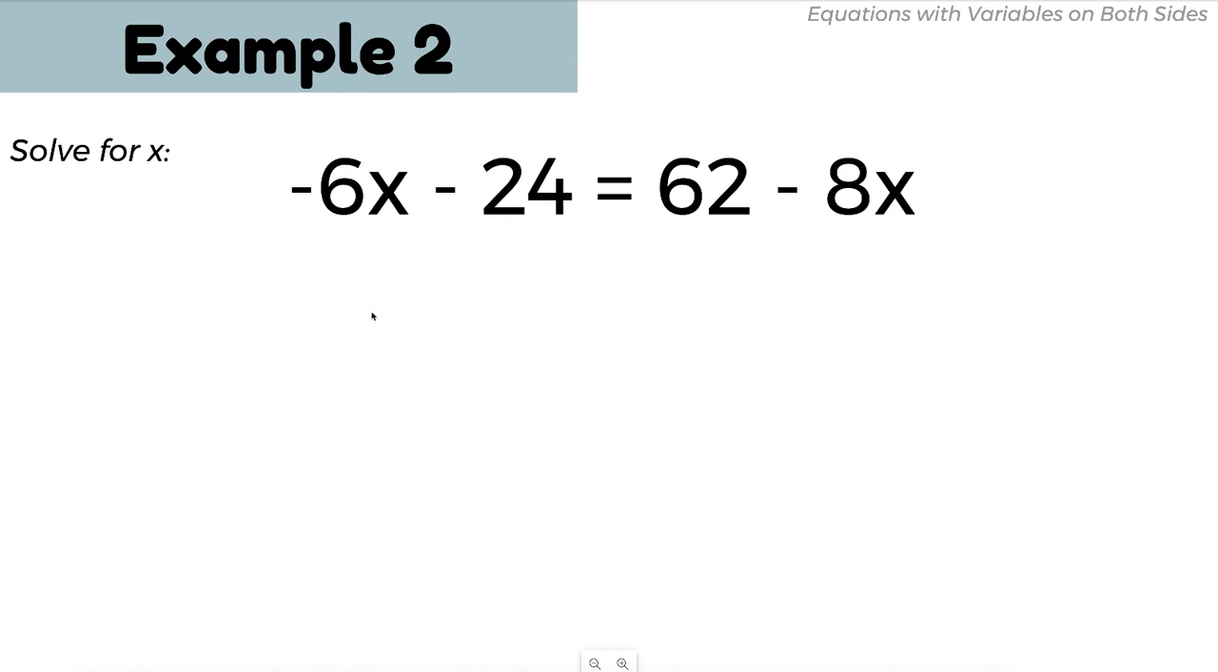Okay, let's look at another. Negative 6x minus 24 equals 62 minus 8x. Yes, the numbers look big, but it's not bad. Let's do our additive inverse first.